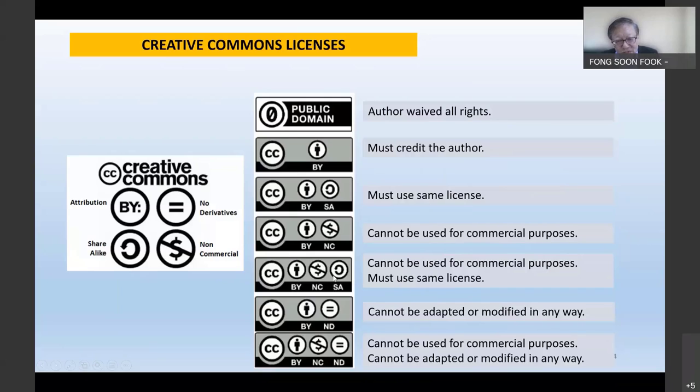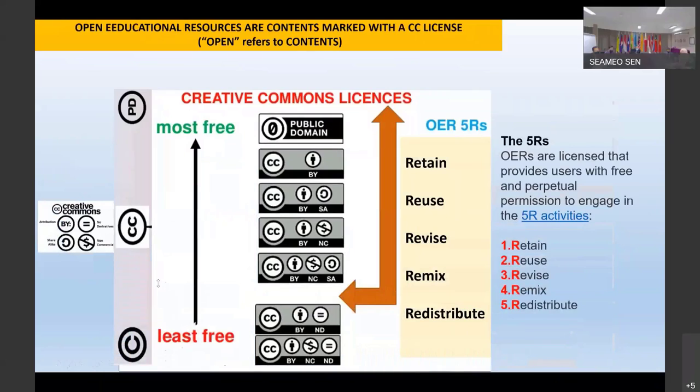BY-NC-SA cannot be used for commercial purposes, and then you must use the same license. So basically like that. And then ND means you cannot modify or adapt it, cannot change the color also. The one that cannot be used for commercialization and cannot be modified is BY-NC-ND. This is the least flexible. Okay, least flexible.